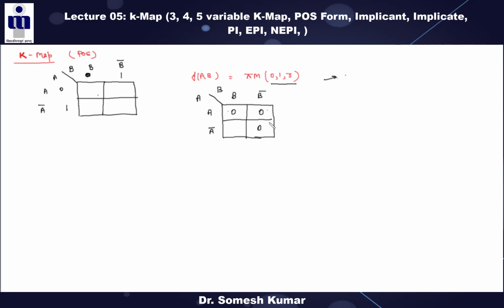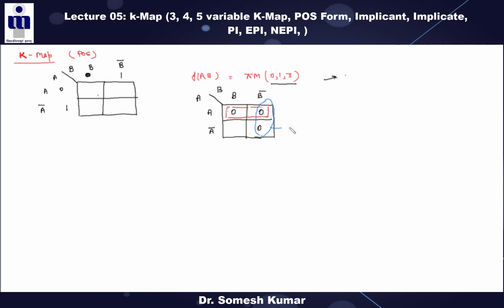Now please tell me, is a quad possible? No. Is an octet possible? No. What is possible? Pairing is possible. How many pairs are possible? 2 pairs are possible. This is the first pair, and this is your second pair.